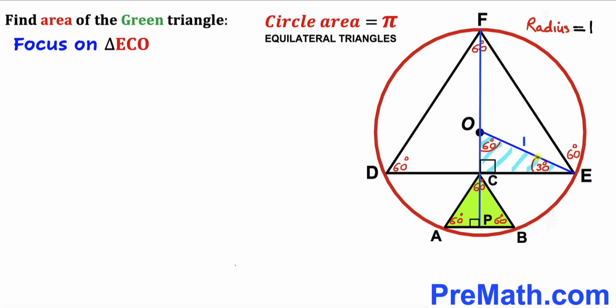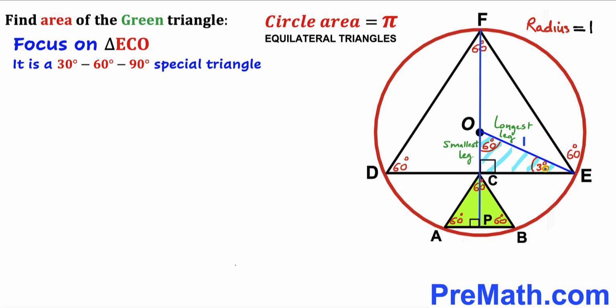And now let's focus on this right triangle ECO. We can see that this angle is 30 degrees, this angle is 90 degrees, and we know the sum of angles in a triangle is 180 degrees. So this angle has got to be 60 degrees. So we can see that this is our 30, 60, 90 special triangle.